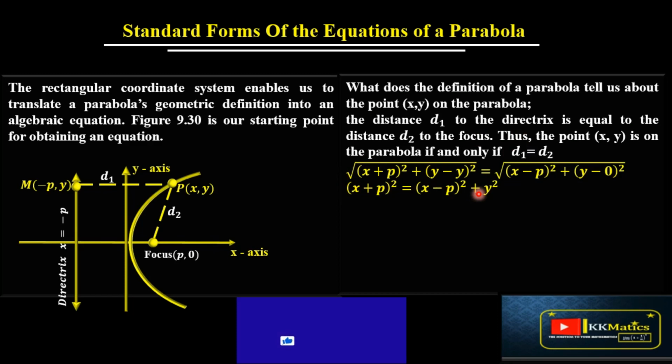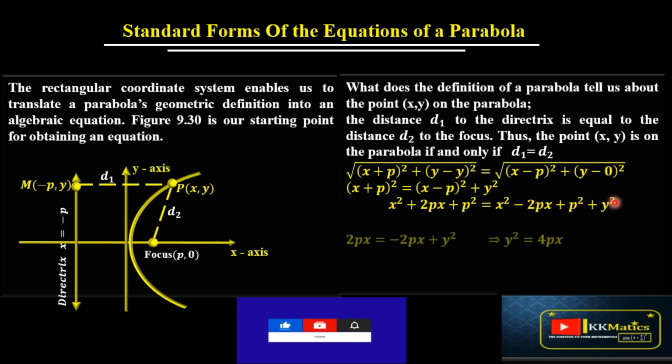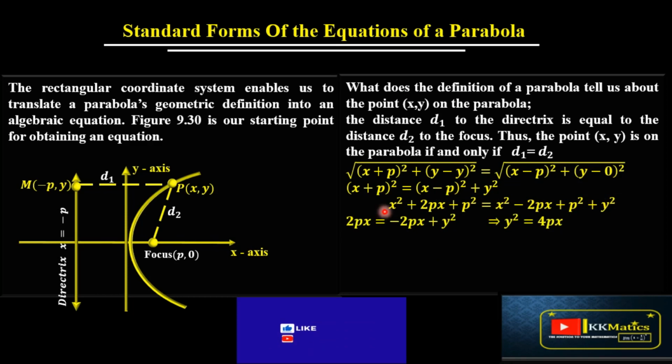So that being said, we expand each expression. This is a perfect square. So expanding, we have x squared plus 2px plus p squared, and this equals x squared minus 2px plus p squared plus y squared. You notice that this x squared will cancel the x squared on the right hand side. So x squared will be eliminated, and we'll be left with 2px.